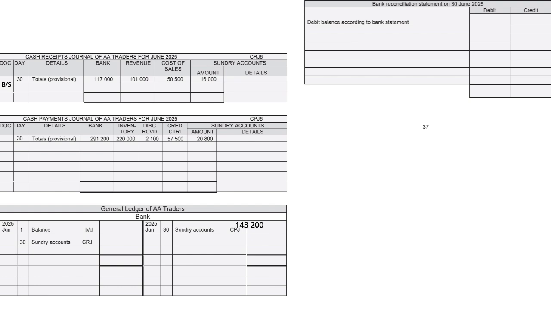So before we do that, let's just quickly write out our format for our bank recon statement. That is just a standard format that you can study. You're always going to start with your debit balance according to bank statement. Then you will credit any outstanding deposits. You will debit any outstanding EFTs. So normally leave about 2 or 3 lines open for that. Then we're going to debit any wrong credits and credit any wrong debits. So we're going to debit anything that was wrongly credited.